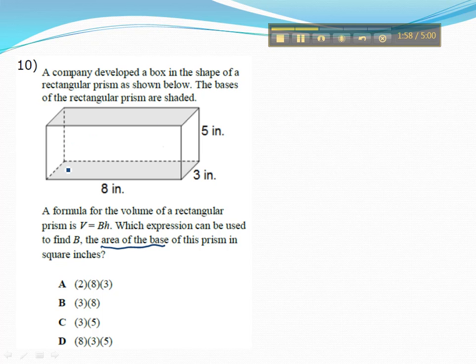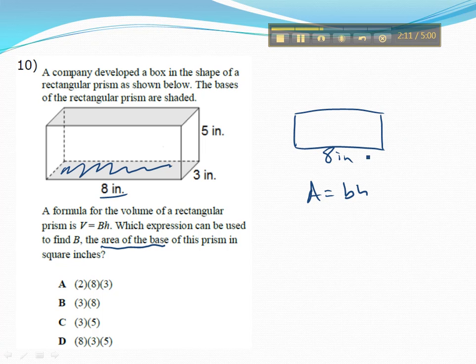So they shaded the base. What shape is the base? The base is a rectangle. Let's draw it here. The formula for area of a rectangle is base times height. The base of this rectangle is 8 inches. The height of this rectangle is 3 inches. So the area, which is the same as big B, area of the base, is 8 times 3, or 24.